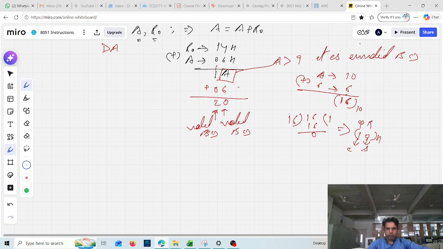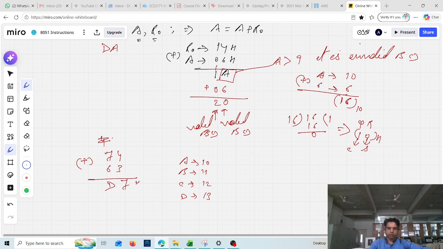Now you can see here we have added 6. The DA instruction has added 6 to the lower 4 bits. There could be a situation when, let's say, 4 is added with 3. 4 plus 3 is 7, 7 plus 6 is 13. A is 10, B is 11, C is 12, D is 13. So we got here D.